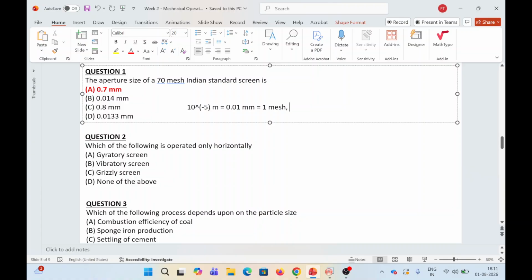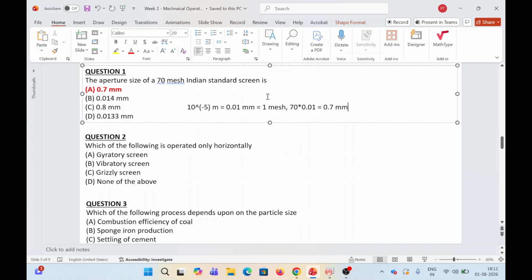Now our mesh number is going to be 70. So 70 times 0.01 is going to be nothing but 0.7 mm. So option A, the aperture size of a 70 mesh ISS or Indian standard screen is 0.7 mm. So any questions related to this? No, sir. Okay, so let's move on towards the next question.